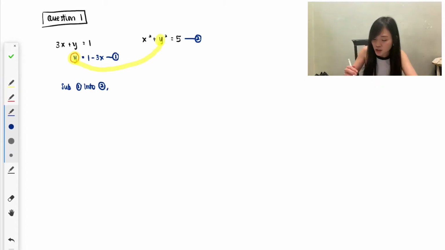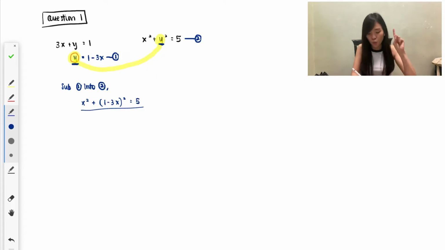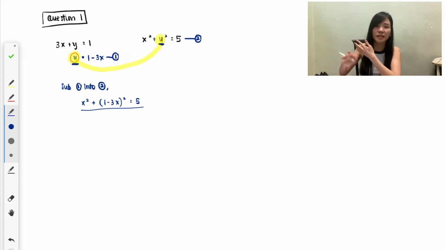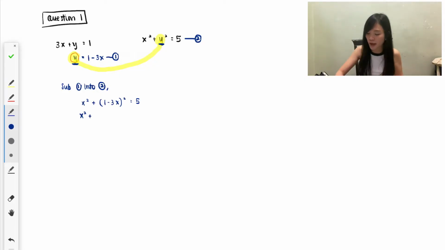So sub 1 into 2. x squared is still x squared, plus is still plus. When you sub inside, at this particular y spot you will sub whatever you prepared on the side. So the y will become 1 minus 3x, squared, equivalent to 5. Once you sub inside, do you realize your question now has only one unknown? You started with two unknowns, and you tried to make it one unknown. Once there is one unknown, it's very easy to solve. So now x squared is still x squared, plus is still plus. How about 1 minus 3x squared? Okay, let's talk about this. Let me write a side working, okay?